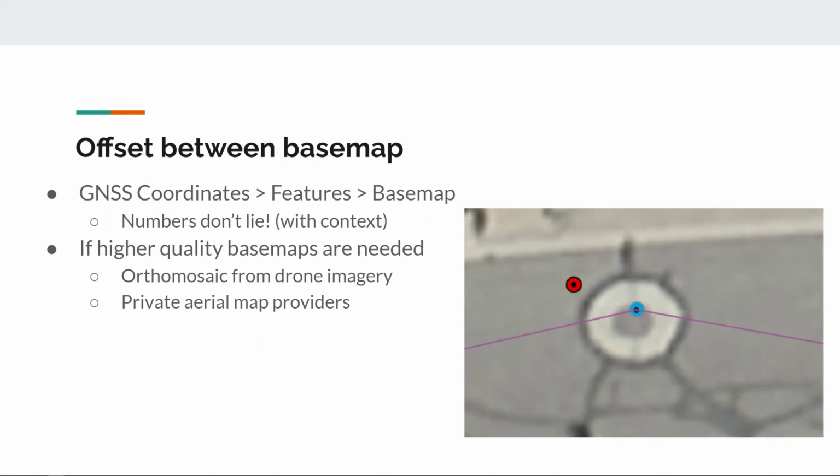So as long as you have those numbers in your metadata, they do not lie. As long as they have the context of the datum, the accuracy and everything, and the date, you can have all that information ready to go. But just rely on the points, GNSS observations, not necessarily the base map. If you do need a higher quality base map, you can shoot your own with the orthomosaic using drones, as well as different private providers.